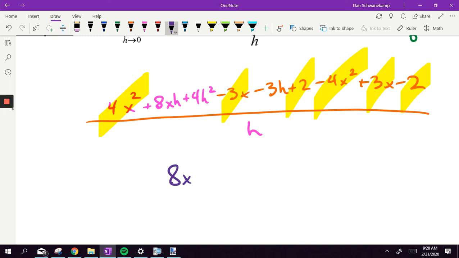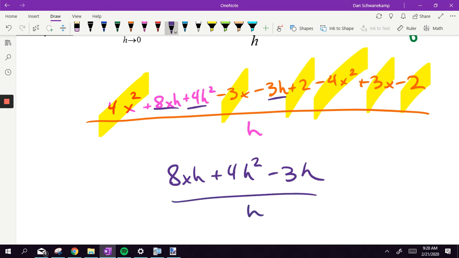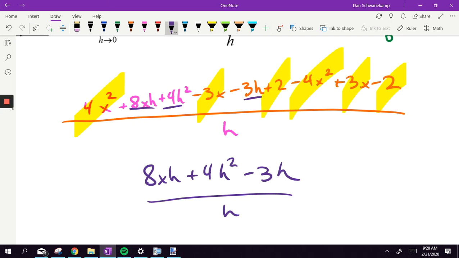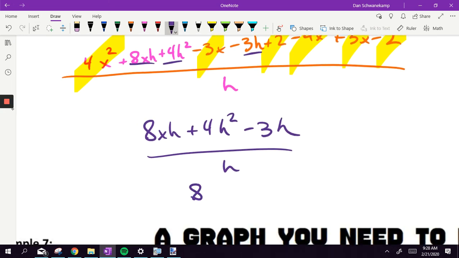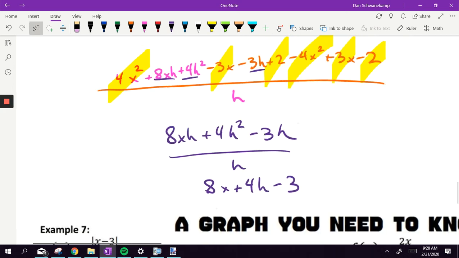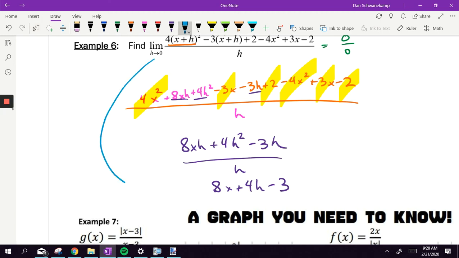Everything that's now left, 8xh plus 4h squared minus 3h, everything has an h in it because it's all divided by h. So now what can I do? Take an h out of everything. And so now I'm going to be left with 8x plus 4h minus 3. That is not the answer to the question because we are trying to find the limit as what? H approaches 0. So we're going to take this 0 and plug it in. That thing's going to go away because it's 4 times 0. My answer is 8x minus 3.